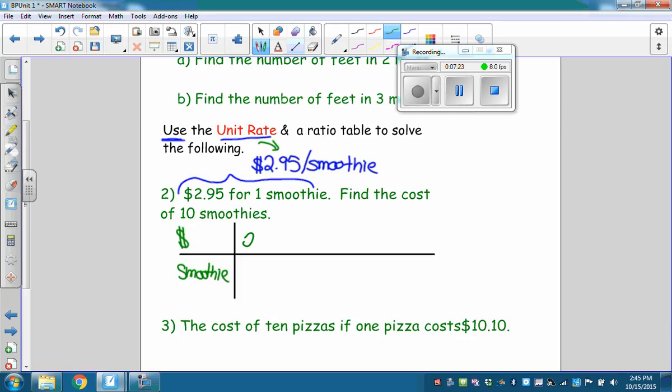And so I have $2.95 per smoothie, so per one. So Avi, how can I use that to answer the question of the cost of 10 smoothies? You could just multiply it by 10. You could just keep doubling it, but the easiest way is what you said first, and you want to go easy if you can. So $29.50. It's just that simple.